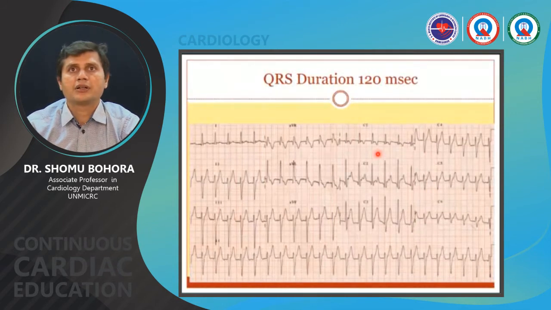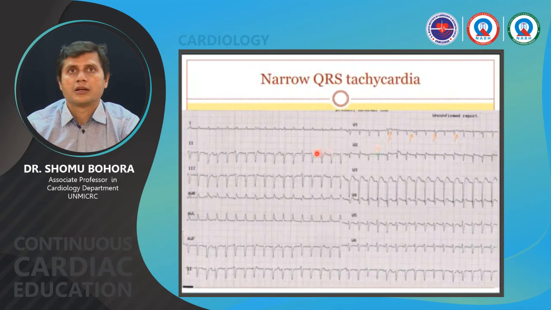Sometimes you may have a QRS duration which is just borderline 120 milliseconds, and in that you have to differentiate whether this is a narrow complex or a broad complex tachycardia, and the presence of an atypical RBBB like this, QR complexes in V1, would suggest that this patient is likely to have a ventricular tachycardia.